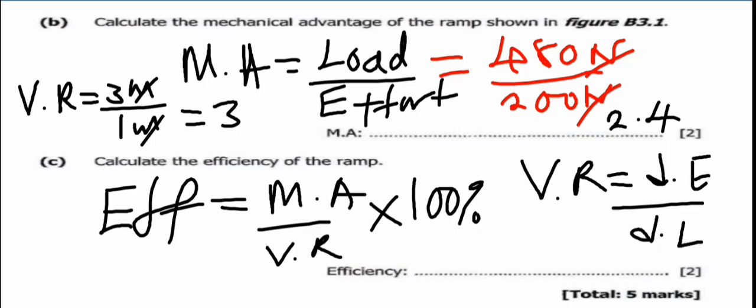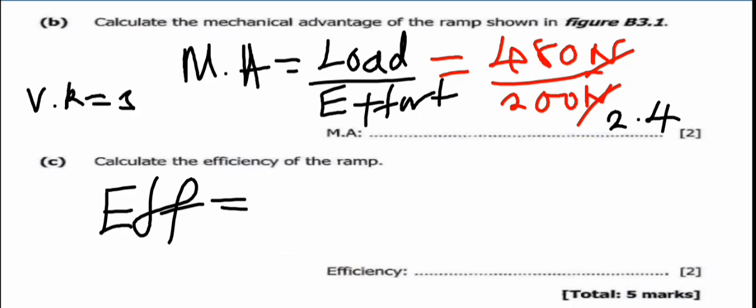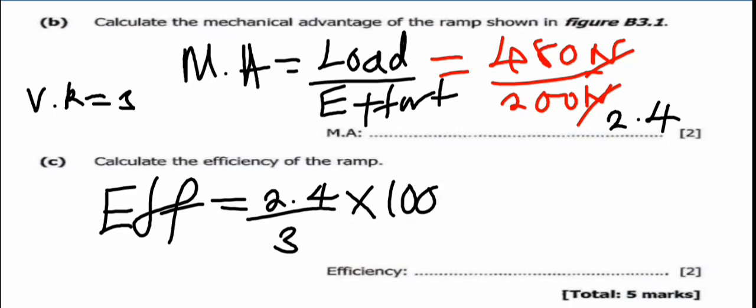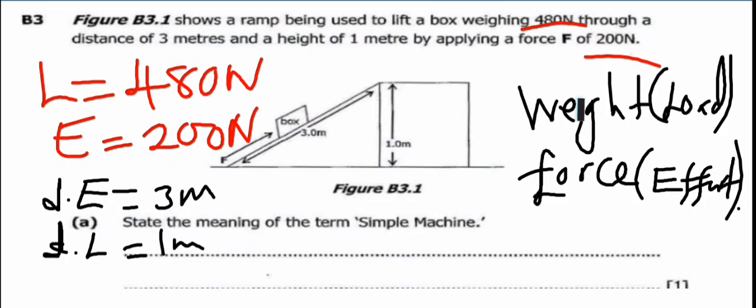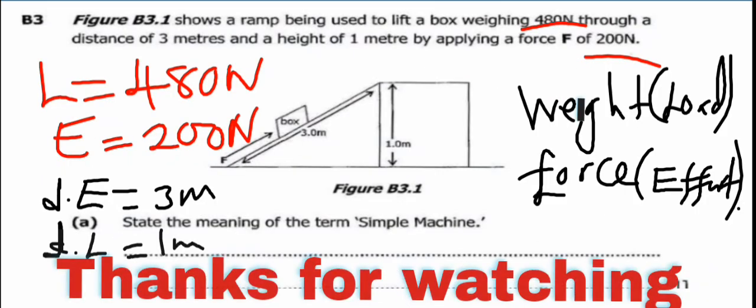So now let's calculate the efficiency. Efficiency is equal to mechanical advantage, in this case 2.4, divided by the velocity ratio, in this case 3, multiplied by 100%. If we multiply by 100%, what are we going to have? 2.4 divided by 3 multiplied by 100%. We are going to get 80%. Meaning the answer we are going to write is 80%. Sometimes in an exam they are going to ask you, why is the efficiency less than 100%? The reason is that it's going to be due to the friction.